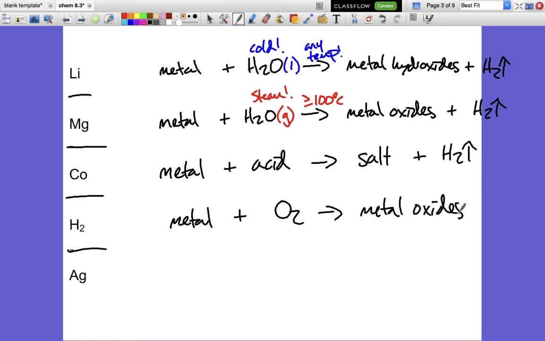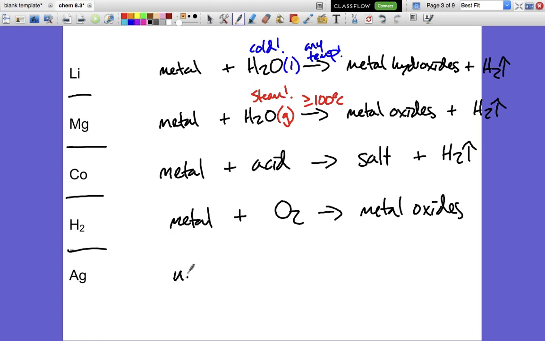But in this case, unlike above, there's no hydrogen gas because there was no hydrogen in that oxygen molecule to begin with. So metal plus oxygen makes a metal oxide. And then that last group, silver, is in the same group as platinum and gold. Those are precious metals for a reason.